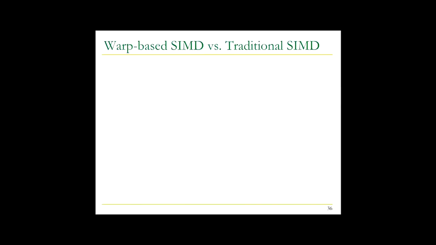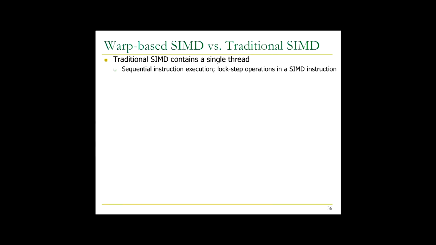Okay, so let's wrap it up a little bit. We're looking at warp-based SIMD versus traditional SIMD. So what are the differences? Traditional SIMD contains a single thread, and this was in answer to your question earlier. You have sequential instruction execution, and you have lockstep operations in a SIMD instruction. So if you have a vector load and you're loading 64 elements, and one of them happens to get a cache miss, one of them happens to take too long, that's too bad. You need to wait for all of them to finish until you move to the next vector instruction, right? So this is the lockstep part.